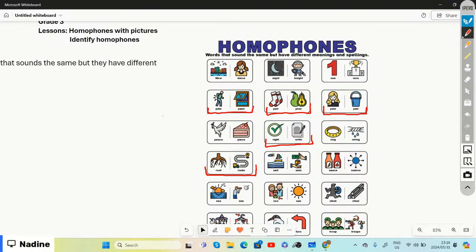So we have a root and a route, right? So the roots of a tree and then the route that you need to follow when you need to go to a certain place. Let's switch on GPS and let us find the easiest route to get to the park or the easiest route to get to whoever's place, right? So that is a route.